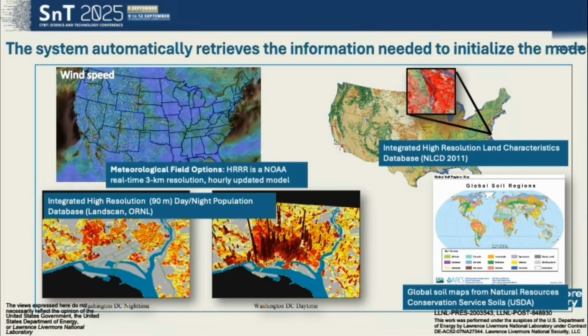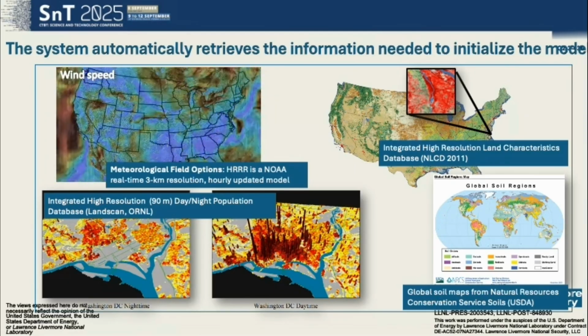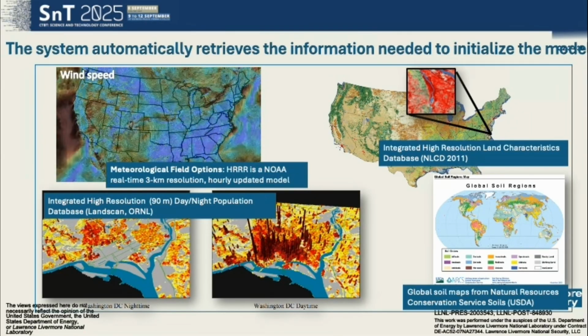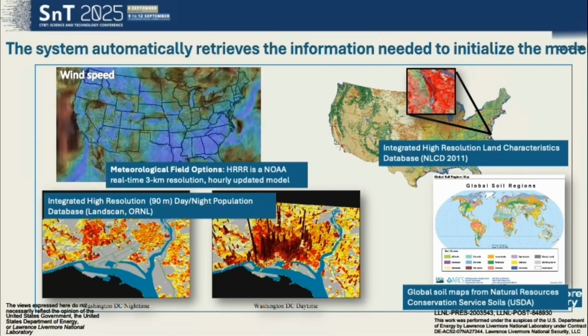Also, when you need to determine deposition, these land use characteristics come in very handy to determine how the deposition is going to take place. We also have population databases integrated in the model, as well as global soil maps from all around the world.